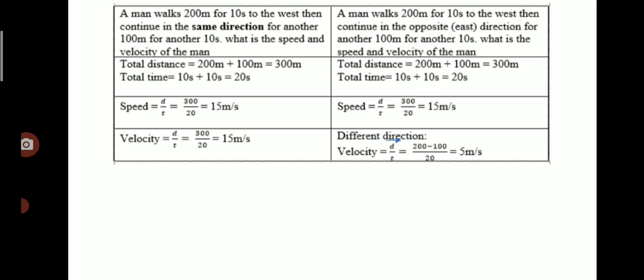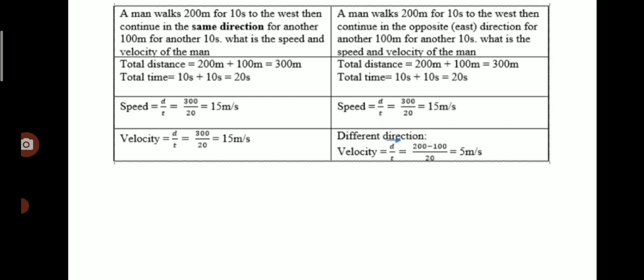But by considering the second example, we can find a different calculation. The statement is: a man walks 200 meter in 10 seconds to the west, then continues in the opposite or east direction, not in the same direction, for another 100 meter in another 10 seconds. What is the speed and velocity of the man?